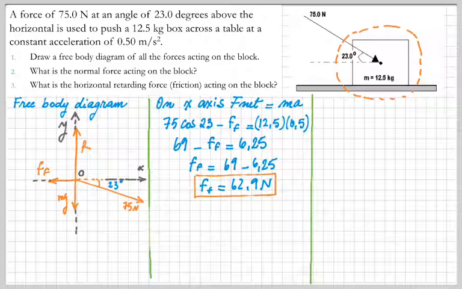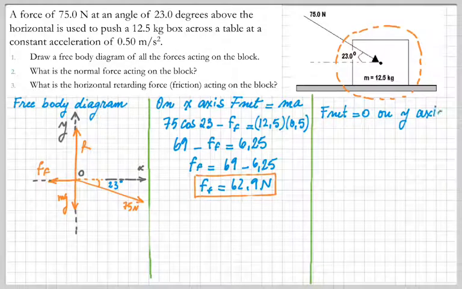For the second part, we're looking for the support force. So the first support force is going to be identified by looking at the y-axis. On the y-axis, there's no motion. So we can say that on the y-axis, the net force equals 0. So what are the forces on the y-axis?